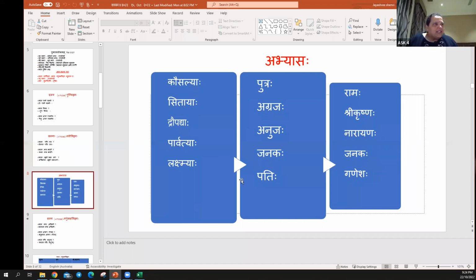So can we frame any other sentences here? Suddenly we are not able to get. Kasyaha putri Rajeshwari. Itself we can answer. Sitayaha patihi Ramaha also, that is there, I think, in this. Sitayaha patihi Ramaha. Sitayaha Janakaha. Subramanyam putrihi Rajeshwari.